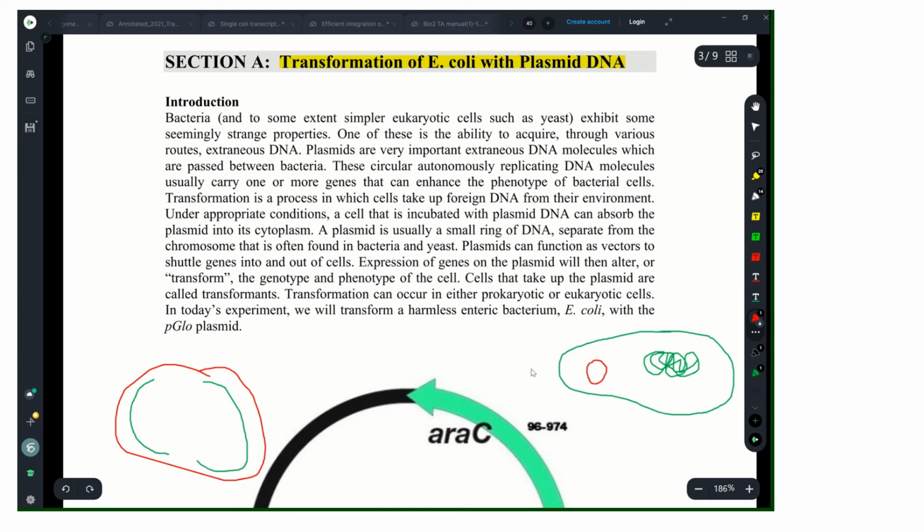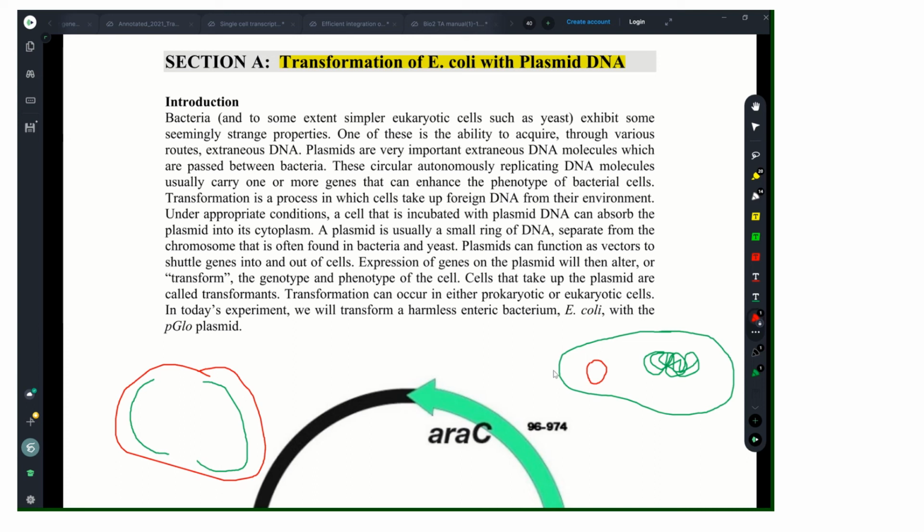So a plasmid is usually a small ring of DNA separate from the chromosome that is often found in bacteria and yeast. Plasmids can function as vectors to shuttle genes into and out of cells. Expression of genes on the plasmid would then alter or transform the genotype and phenotype of the cell. Okay, so if the bacteria accepts the plasmid and then starts expressing those genes, then it has become transformed. Transformation can occur in either prokaryotic or eukaryotic cells.